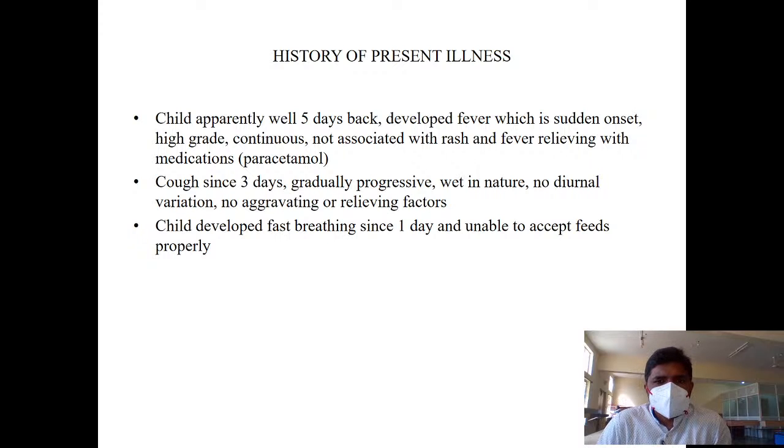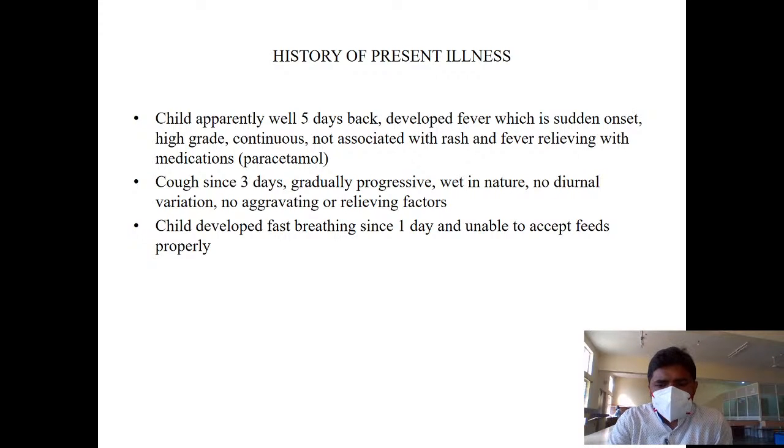So with this background, what is your conclusion at the end of the history of present illness? The child is having a fever which was high grade, followed by a productive cough, that is wet in nature, and then the child developed fast breathing. So with this background, probably the child might be having a lower respiratory tract infection from the history of present illness.